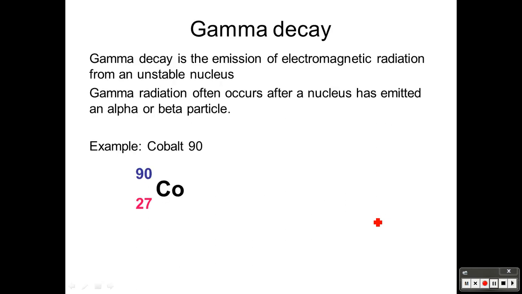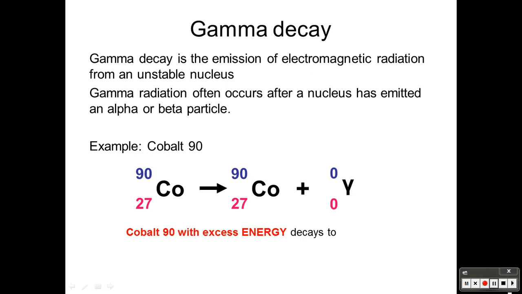Gamma is just a spoiled brat. Cobalt, very energetic. He's very angry, so he shouts and screams and acts like a big baby. And that meant nothing to anybody. Gamma radiation, 0 and 0. Okay? It's just got less energy now, so it's literally a baby shouting for attention.